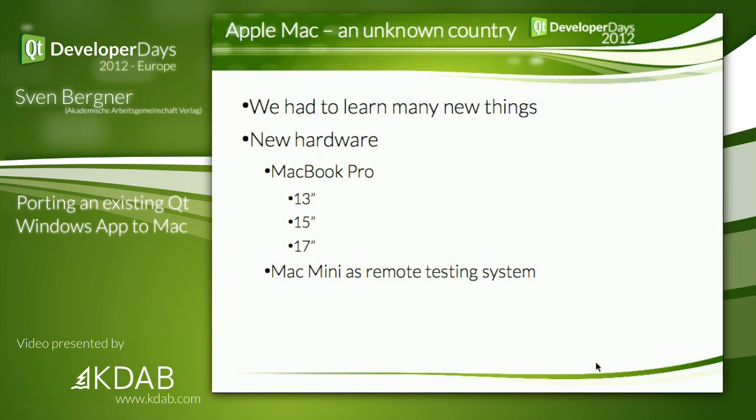So, as we came to the Mac, we had to learn many new things. There is the hardware: we bought a selection of a 13-inch, a 15-inch, and a 17-inch MacBook Pro. We had a Mac Mini that we used via TeamViewer to work remotely, just for testing. Not everybody in our company has a new MacBook, only the developers who really needed it. Our tax-oriented developers use it remotely just to test out some things when we put a new version out.